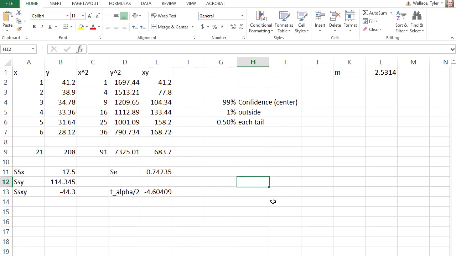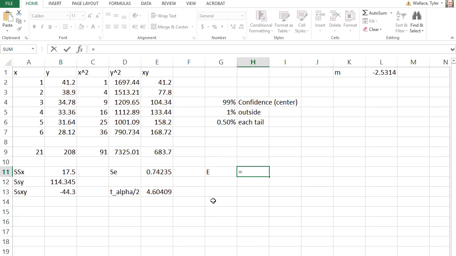My t-value is negative 4.60409. When we do this, the t-value is going to be negative. We don't want a negative t-value, so I'm just going to change the formula slightly and put a negative in front of it. So now when I grab it, it's a positive 4.60. Because now we're ready to calculate the actual error. How far off is our slope of negative 2.53 from the actual population slope at the 99% confidence level?